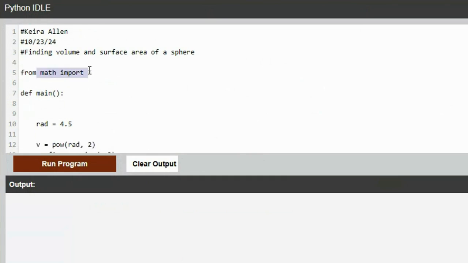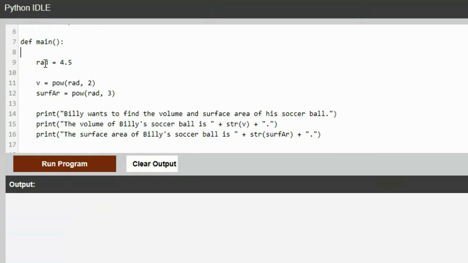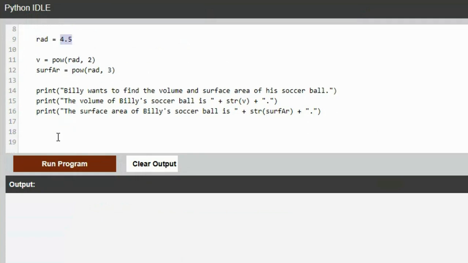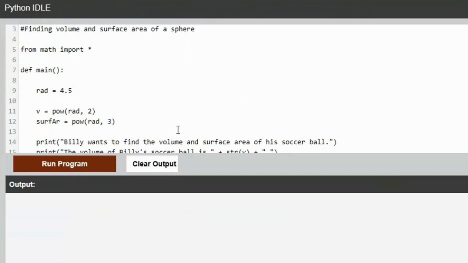You have the from math import. That's great. There's your define main. You put a radius of 4.5. And then you press it. But when I run it, let's see what happens. Nothing. Why does nothing happen? I don't know. You didn't debug it. Didn't send it to me to help you debug it, but I can see quite clearly why it doesn't work.